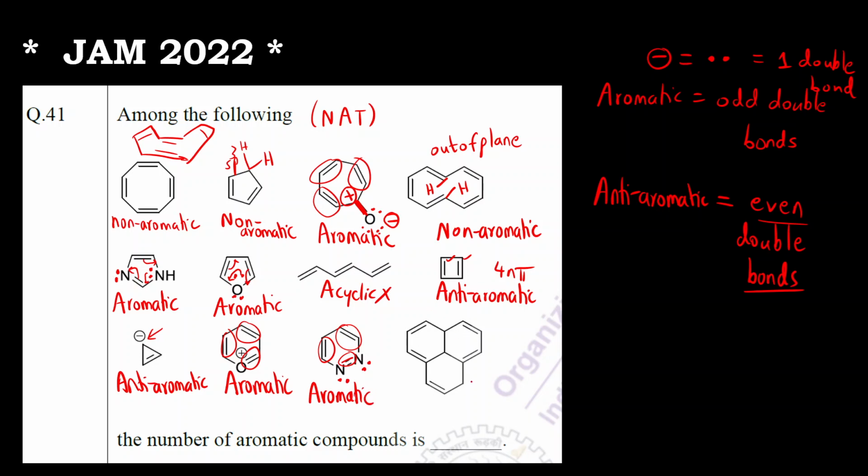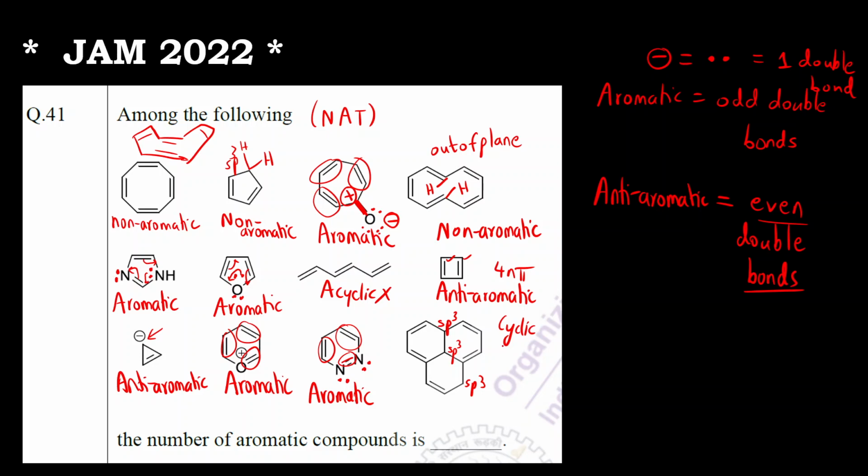Okay, this ring, if you see here, 1, 2, 3, 4, 5 double bonds, you might think that it's going to be aromatic, but it is not aromatic, because you can see this is sp3 hybridized carbon, this is sp3 hybridized carbon, this is also sp3 hybridized carbon. So the molecule is not planar.